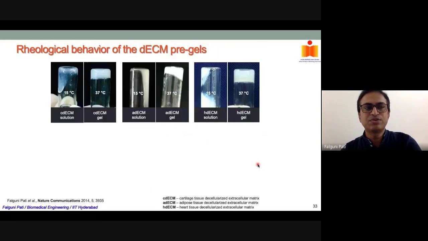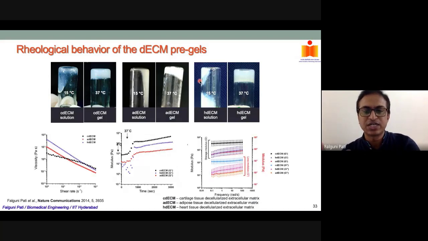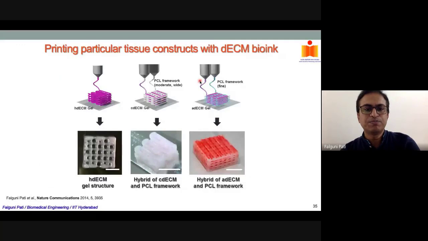And the next thing we found that when we made the hydrogel out of this decellularized tissue, it is actually behaving like a temperature sensitive material. At 15 degrees centigrade it can flow, but at 37 degrees centigrade it can arrest the flow, and also it becomes gel. So then we found a very good way to prepare, and our rheological data also supports that. So then we printed the structure with this hydrogel.